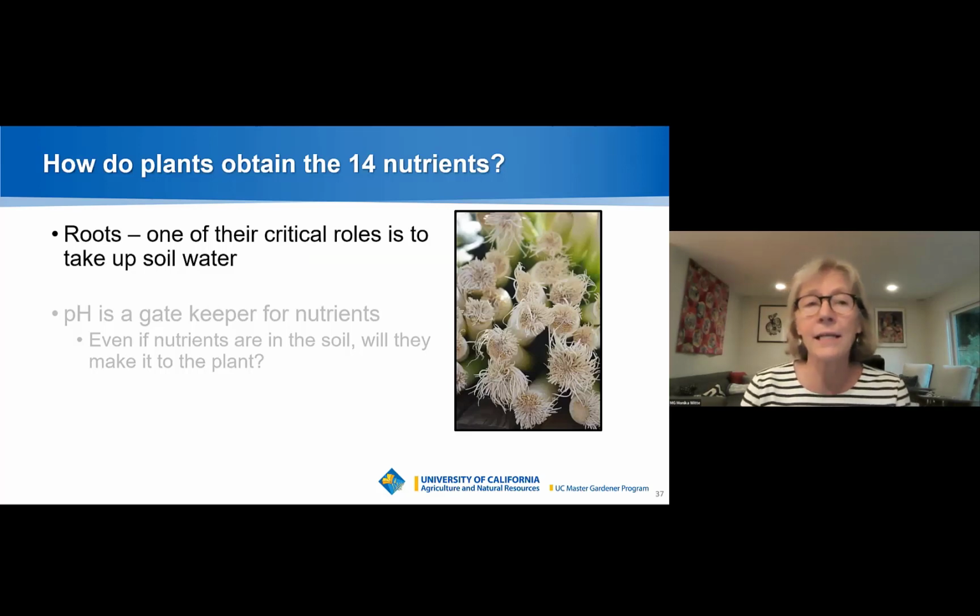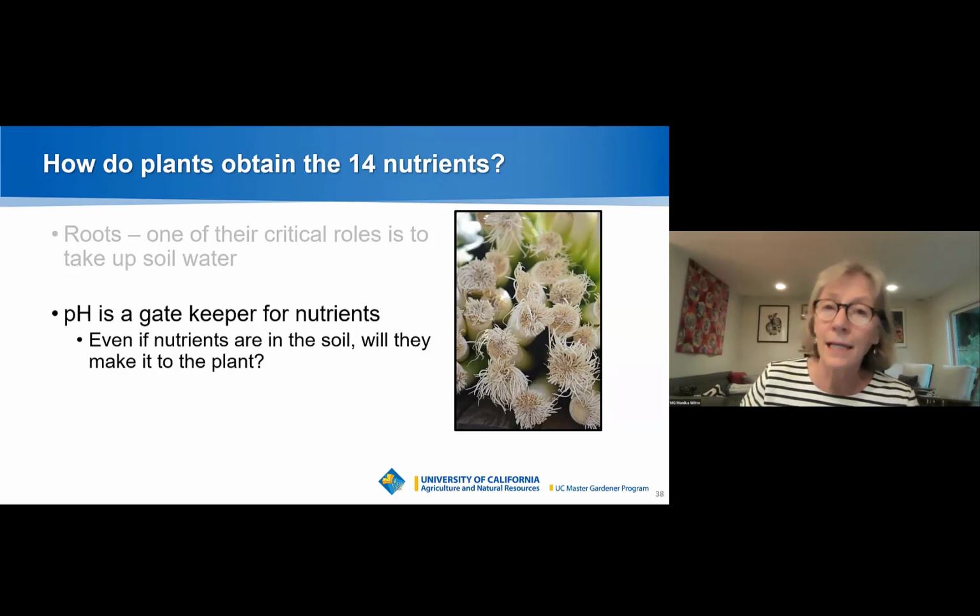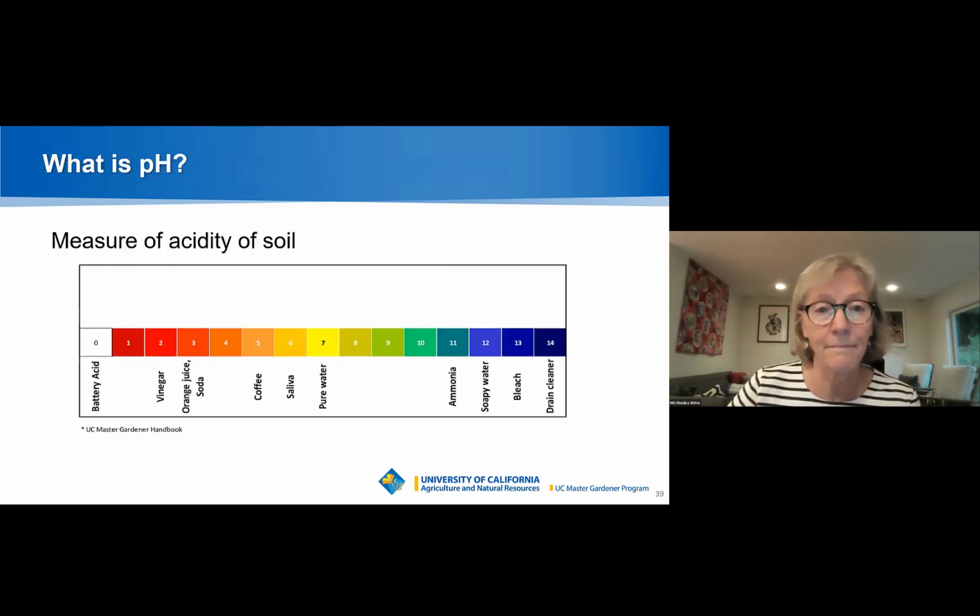So how do plants obtain those 14 nutrients? Through their roots. One of the roots' critical roles is to take up soil water. If the roots are damaged or drowning in excess water, then the plants will be nutrient deprived. pH is a gatekeeper for nutrients. Even if the nutrients are in the soil, the question is, will they make it to the plant?